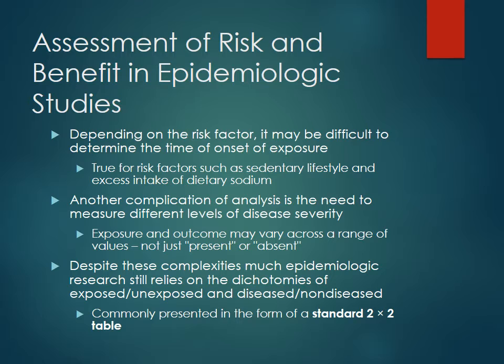And so another complication of the analysis is the need to measure different levels of disease severity. So again, sometimes it could be easy. You could look at an exposure as being either present or absent, but in a lot of cases, you want to look at the severity of disease, and that can be much more difficult to determine unless you have an already validated scale for whatever you're looking at. So despite the complexities, a lot of research still relies on the dichotomies of exposed, unexposed, disease versus non-disease.